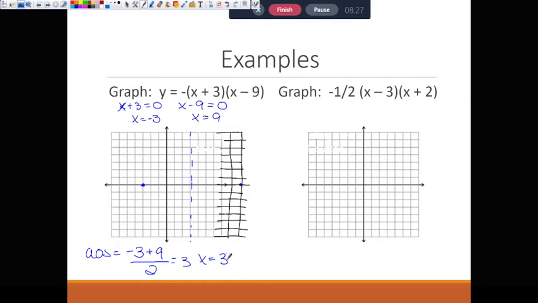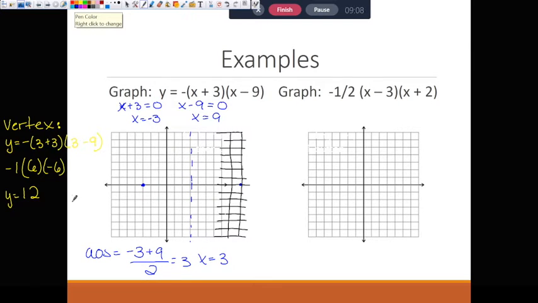So now I can take this value, plug it into my equation, and find y. And that will give me the y value of my axis of symmetry, or my vertex. So, y equals negative, parentheses, 3 plus 3, parentheses, 3 minus 9. Okay, so we'll have 6, and negative 6, negative 1, so we will have positive 12. So our vertex is at (3, 12). Somewhere up here. And that would be our graph.